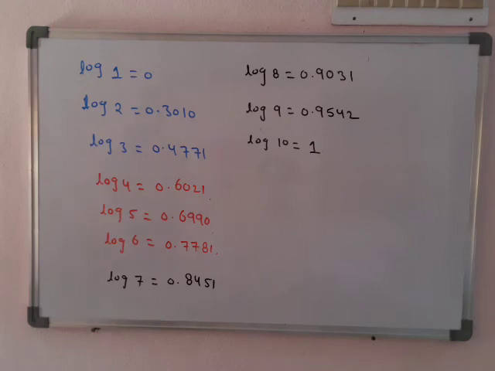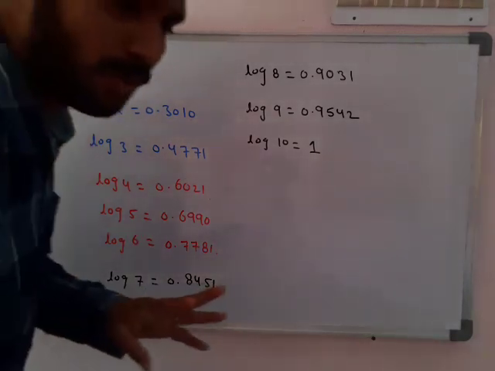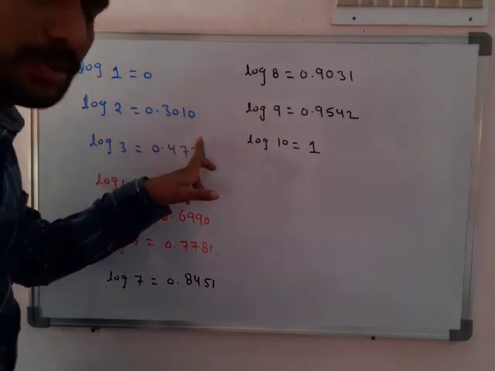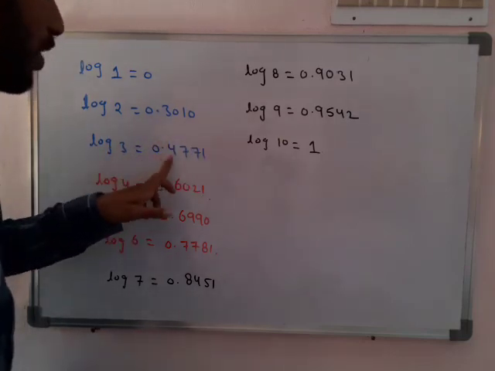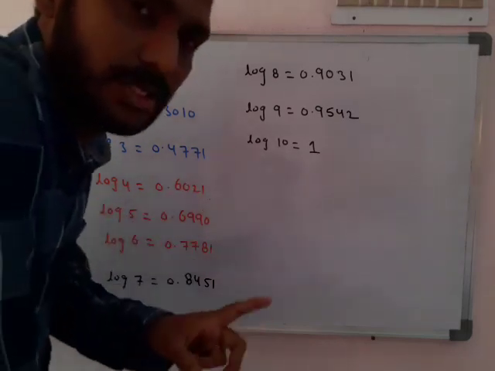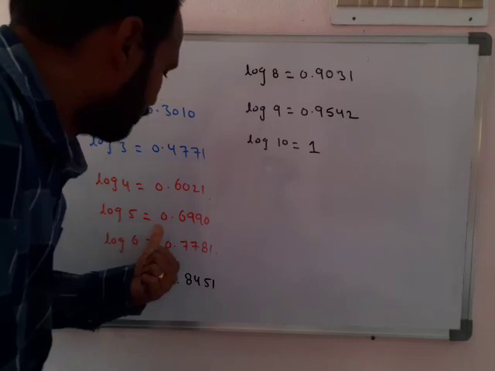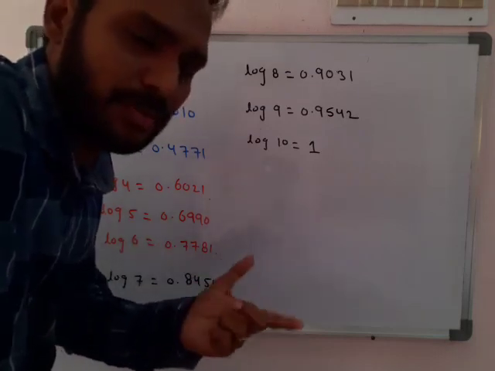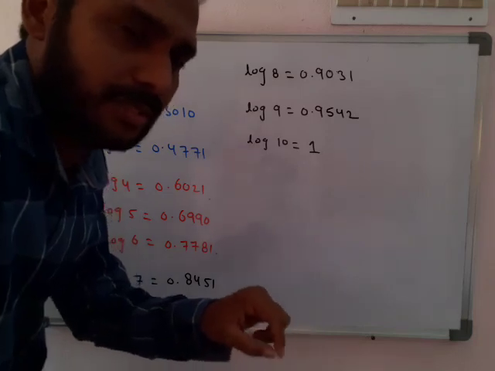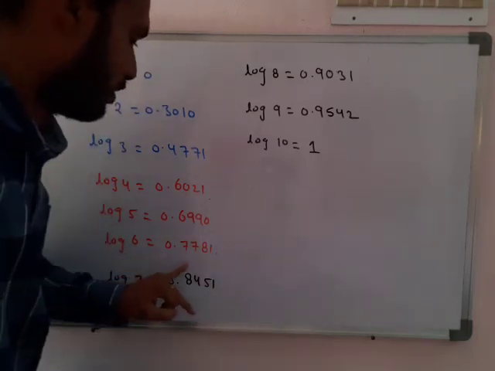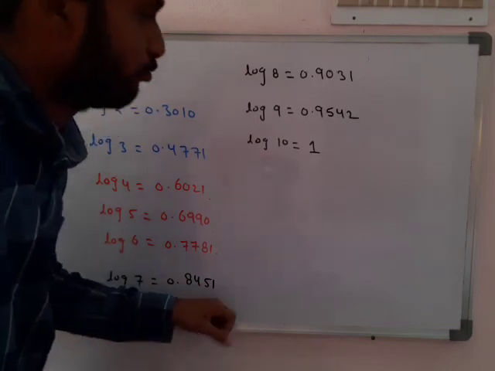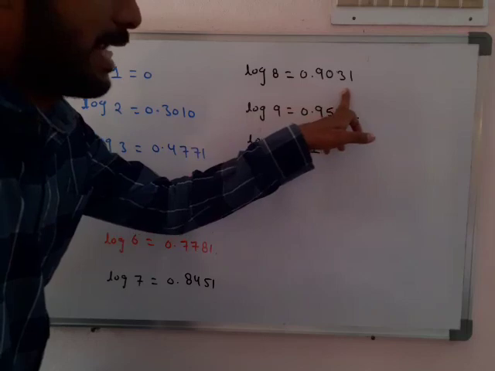Okay, take the logarithm values. So log 1 is 0, log 2 is 0.3010, log 3 is 0.4771, log 4 is 0.6021, log 5 is 0.6990. Sometimes you can take directly 0.7, so based on that, numerical values are around it. So log 6 is 0.7781, log 7 is 0.8451, log 8 is 0.9031.